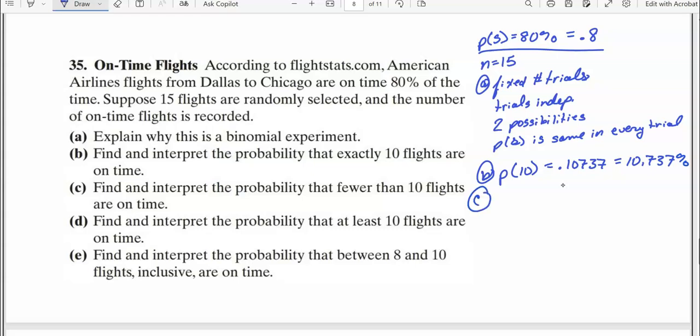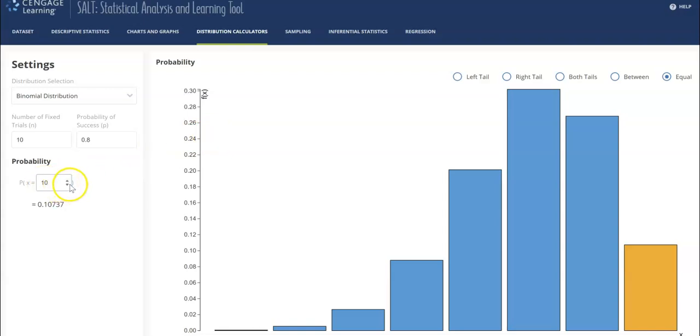C, find the probability that we are looking at fewer than 10 flights. So that's the same thing as the probability that x is less than or equal to 9. So I'm going to go to solve. Less than or equal to 9. So looking at that left tail. Notice the less than there. Less than or equal to 9.